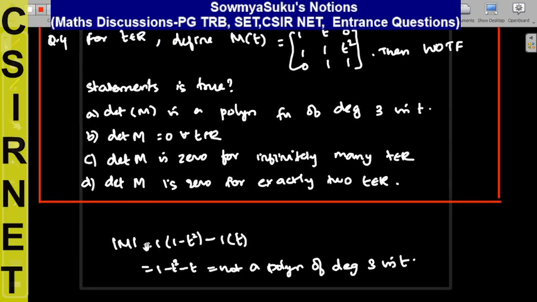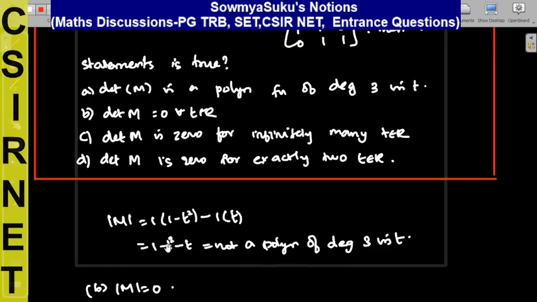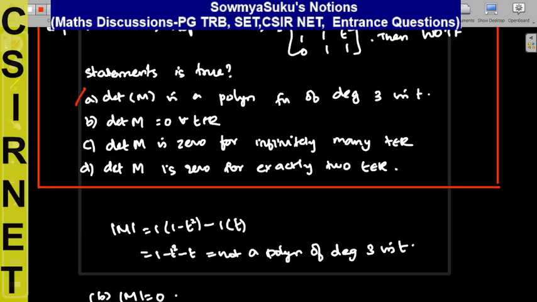So first we can find the determinant of M. The determinant of M, we are getting 1 minus t square minus t, which is definitely not a polynomial of degree 3, because this is a polynomial of degree 2. So option A is the wrong one. Let's check determinant of M is equal to 0.